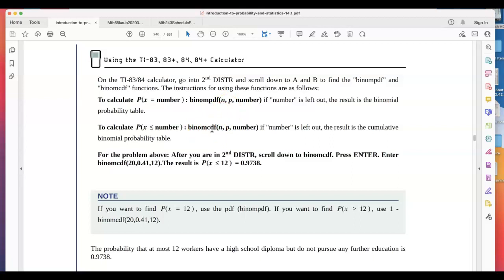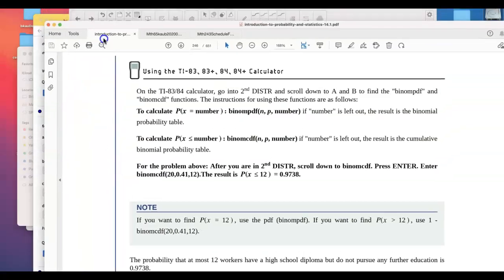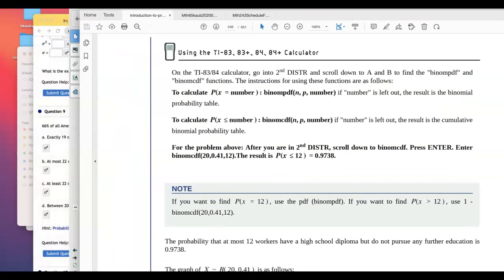Now if you're going to do greater than, you have to subtract from 1. That's what it says here, if you want to do greater than 12, then you've got to use 1 minus the binomial CDF of less than or equal to 12. All right, so that would be greater than 12. All right, so let's find out where that is on the calculator. Let's see, the calculator open from the last time. Let's see if I have that still open.